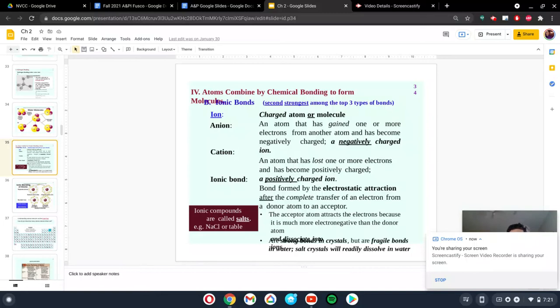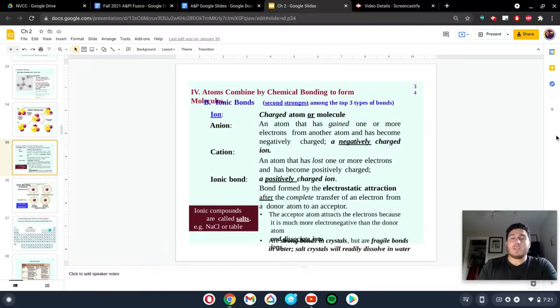All right, everybody. The last type of bonding that we're going to talk about is ionic bonding, and these are going to be with ions. Sounds pretty nice. What is an ion? An ion is a charged atom or molecule. How are they charged? It depends on the number of protons, or really, it's the number of electrons.